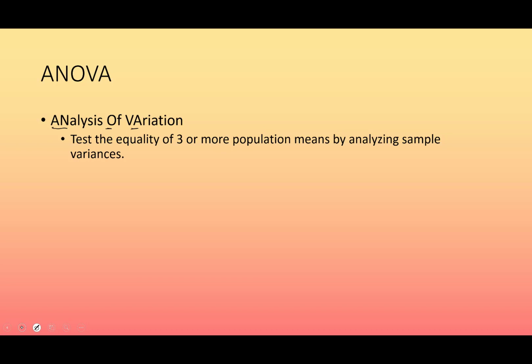Up until this point, all of the hypothesis testing that we have talked about has only allowed us to compare at most two different populations to each other. Well, if we need to look at 3 or more population means, we would do an ANOVA test.